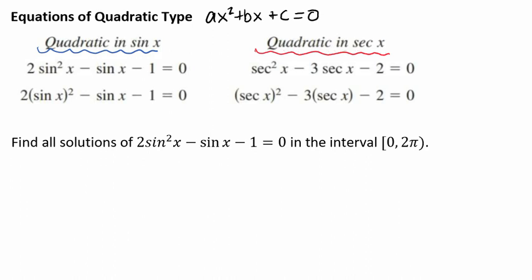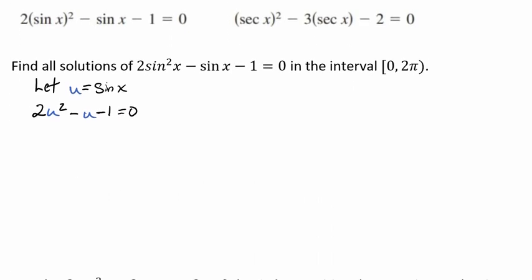So let's start off with an example where we're going to find all of the solutions of 2 times the sine squared of x minus the sine of x minus 1 equals 0 in the interval 0 to 2 pi, which means that we won't have to be adding 2n pi to each answer. We're going to begin by letting u equal the sine of x, which is going to give us 2u squared minus u minus 1 equals 0. From here, we're going to see if we can factor this.